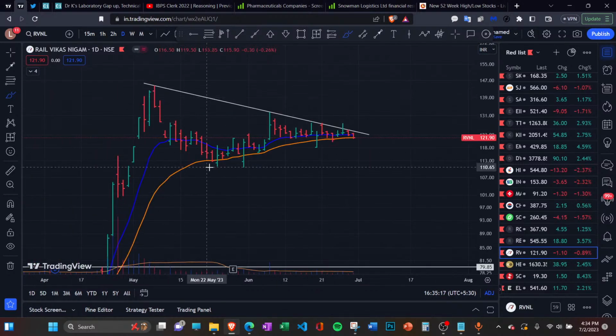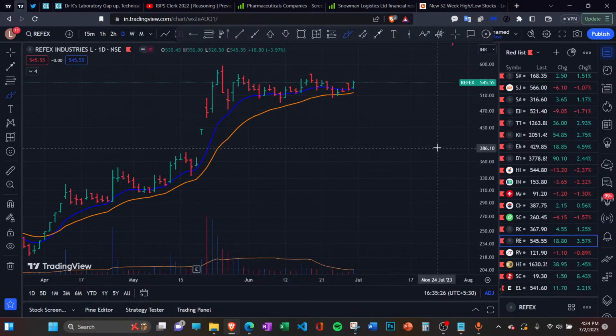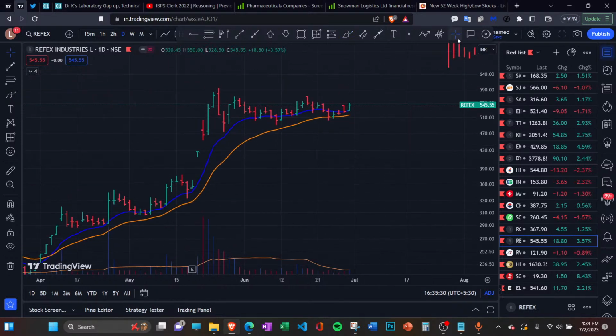Why RVNL? Again, after a strong up move, the range is getting narrower and narrower. Why I selected this Reflex Industry, same logic. After a good up move, the range is contracting.